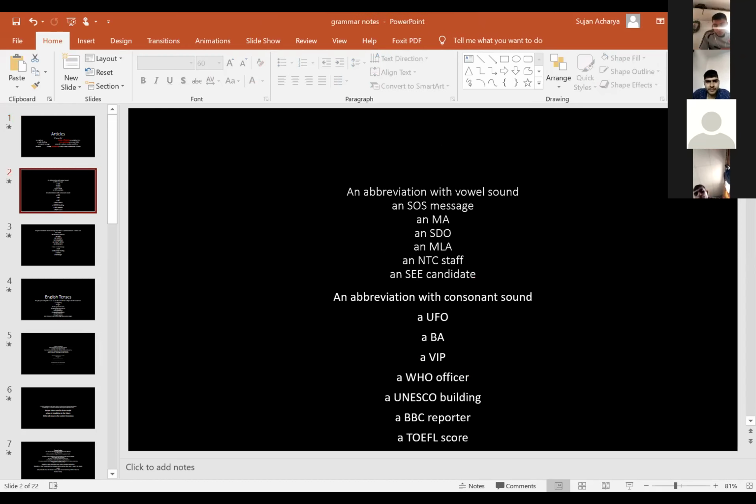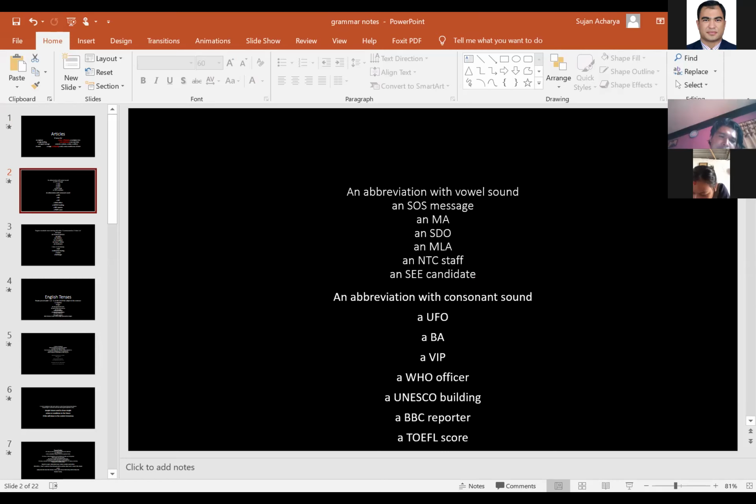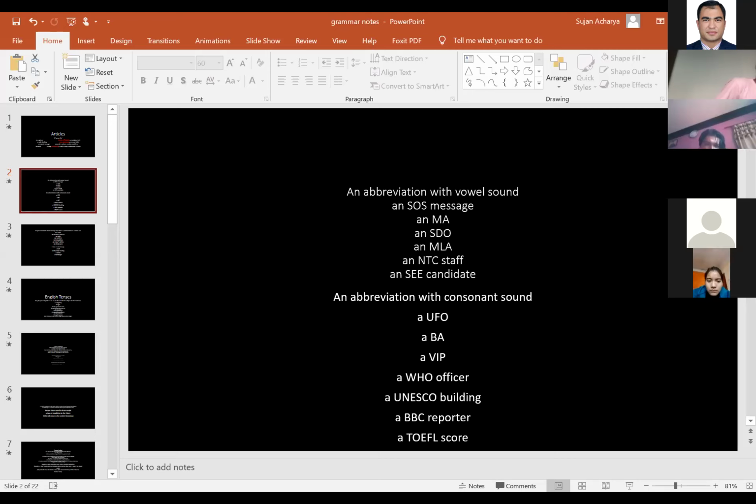Now see, we have talked just now about abbreviations beginning with S, an SOS message, an SP and an SSP, an MA and an MBA, an LLM, an SDO candidate, and there are words starting with a consonant sound as well, a UFO, not an UFO. Or a UNESCO building.